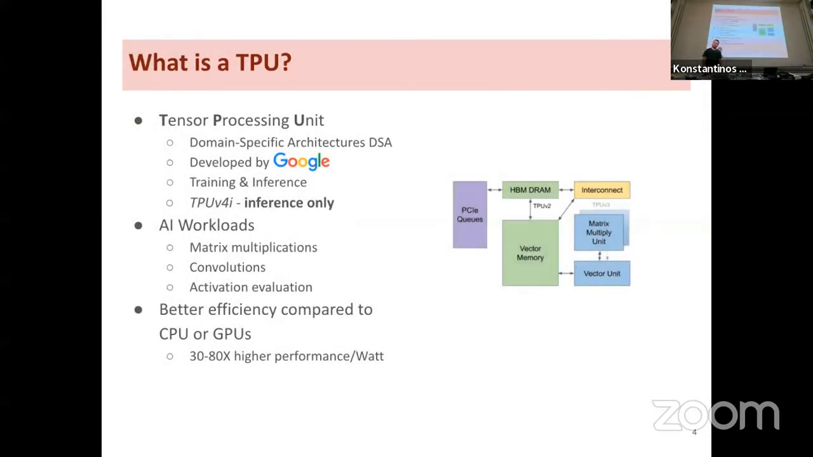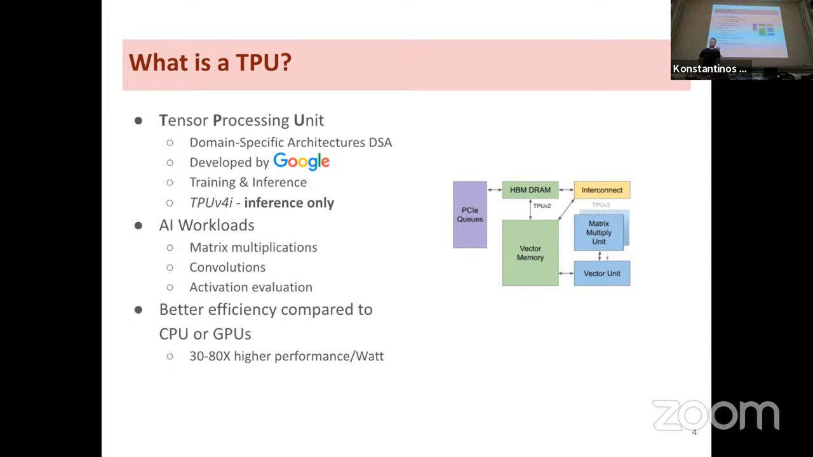So what is a TPU? TPU stands for Tensor Processing Unit, and it's a specialized domain-specific architecture. The TPUs are designed by Google in-house, and they are designed to perform various AI workloads such as convolution, matrix multiplication, or activation evaluation, however, extremely efficiently. So essentially you have a host PC which streams a problem into the local memory of the TPU, and then the TPU uses specialized hardware called matrix multiply units to work locally on this memory to perform the processing, and then the host picks up the answers.